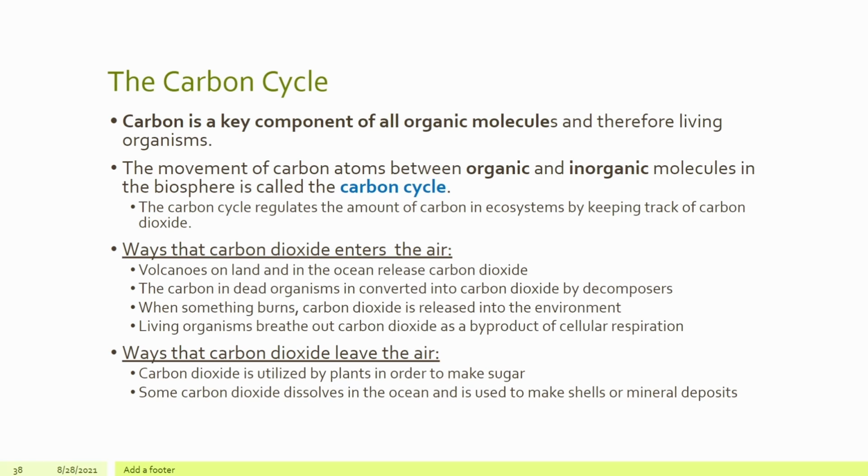And these are different ways that carbon dioxide enters the air. Volcanoes: volcanoes on land and in the ocean release carbon dioxide. Decomposing: the carbon in dead organisms is converted into carbon dioxide by decomposers. Burning, or a fire: when something burns, that oxidation reaction produces carbon dioxide, which is then released into the environment. And also living organisms breathe out carbon dioxide as a waste product or byproduct of cellular respiration.